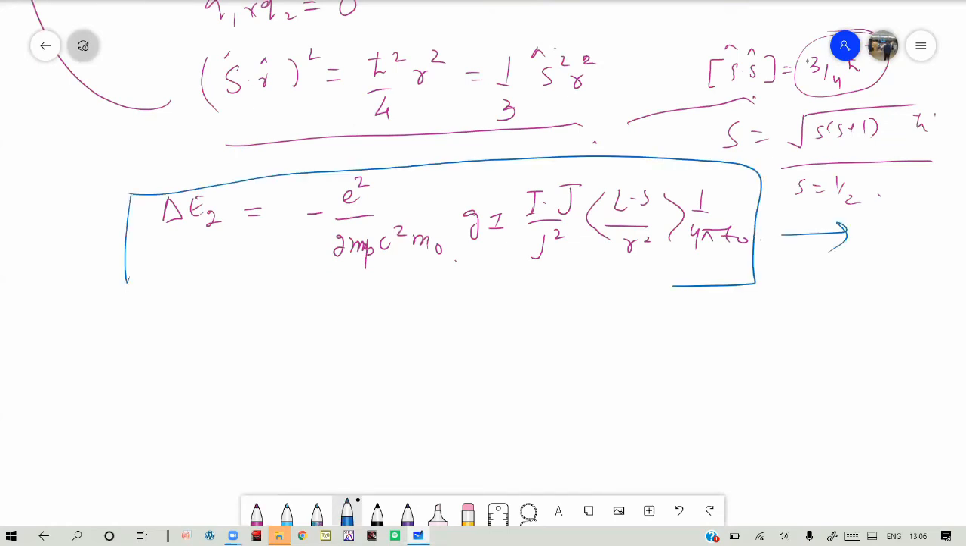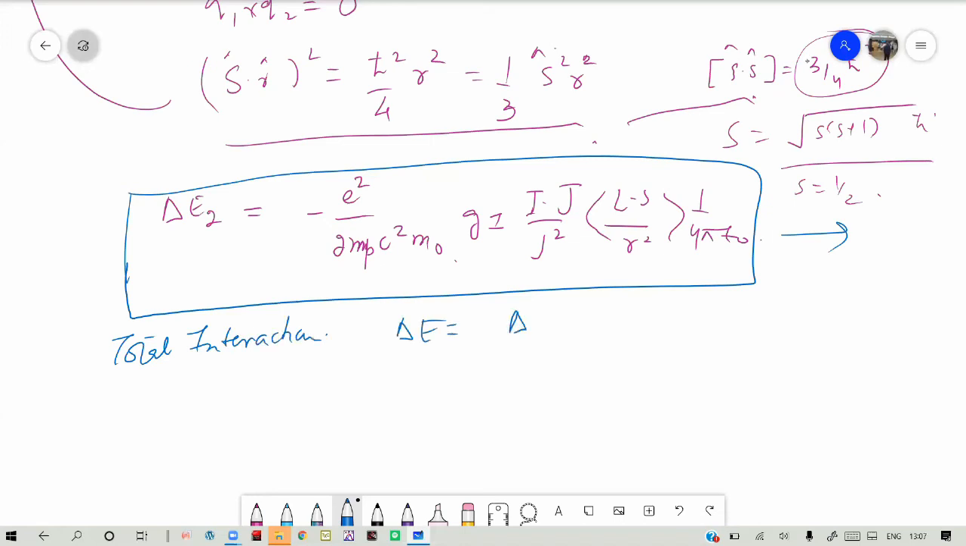So these are the two different interactions which we have derived due to the two different contributions from the orbital motion of the electron and the spin motion of the electron. Then the interaction of the orbital magnetic moment and the spin magnetic moment with the nuclear spin of that atom. And if we want to find the total interaction, delta E will be equal to delta E1 plus delta E2. This will be the total interaction.